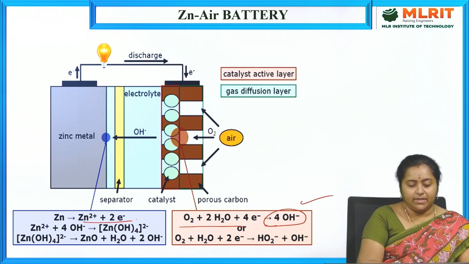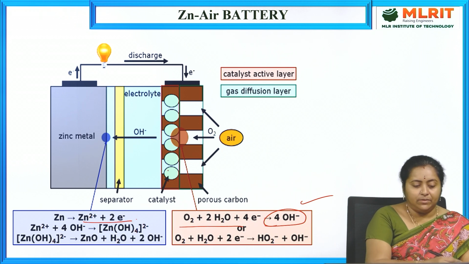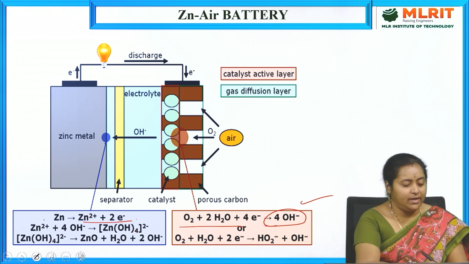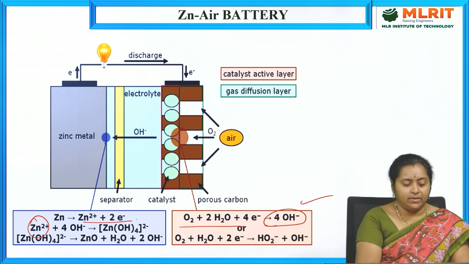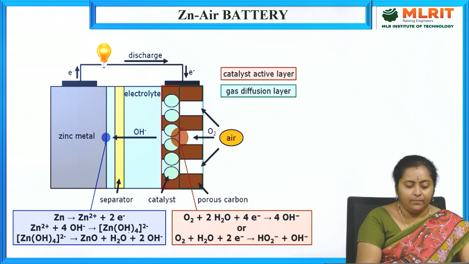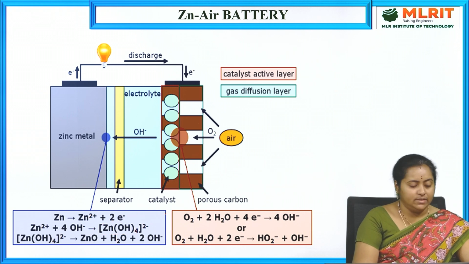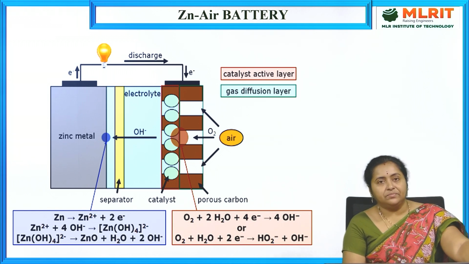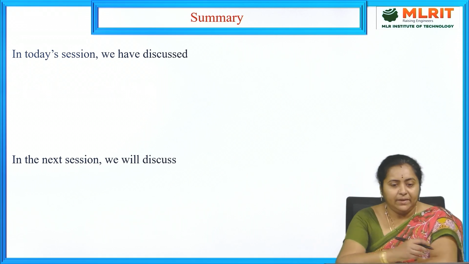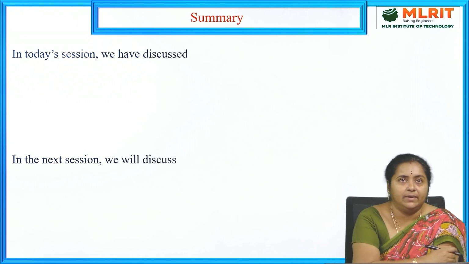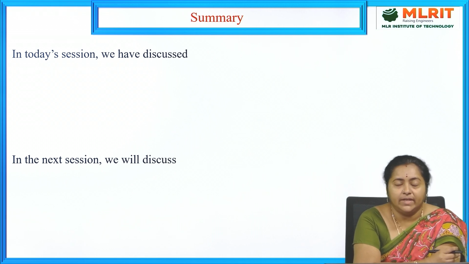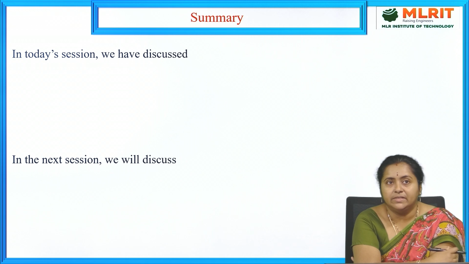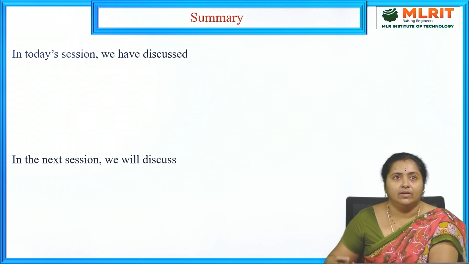So these OH minus ions will travel from the cathode to the anode. In the anode chamber we have Zn plus 2 ions, so these two combine to form zincate ions. These zincate ions decompose again. As a result, Zn is produced, and along with that OH minus ions are generated. So this is about the zinc air battery. And as for applications, zinc air batteries have applications in many areas, like hearing aids, small cameras, and in electric vehicles also they have a lot of applications.